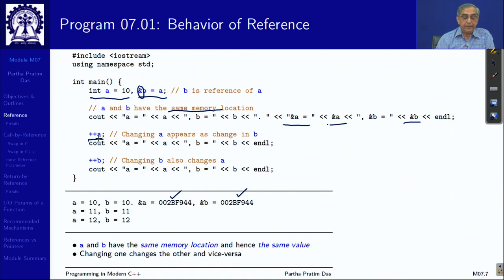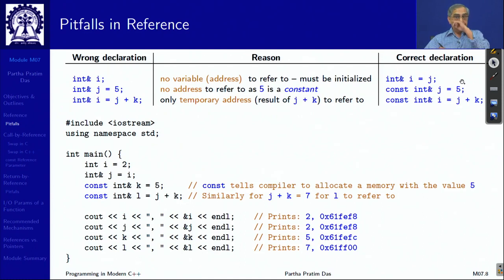If I pre-increment a, then a changes and therefore, b also changes, because b is just another name. So, when I print a and b after incrementing, both print as 11. Instead, if I change b, a also changes, because b is just another name of a. So, with another increment, when I print a and b, they both become 12. So, a and b share the same location, they are the same variable, they will have the same value, and changing one will necessarily change the other and vice versa. So, that is a basic property of a reference variable.